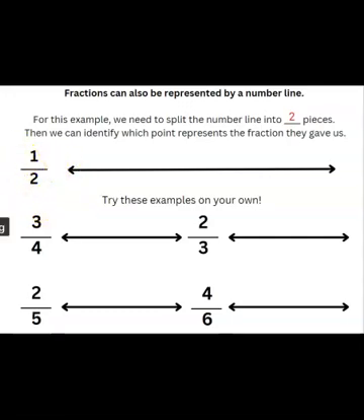So first thing I'm going to do is put 0 over here. 1/2 would be right in the middle, and then 1 full pizza, or 2 halves, would be all the way over here. So as you can see, by making these 3 little dash marks, there's 1 piece right here and a second piece right here of our number line.